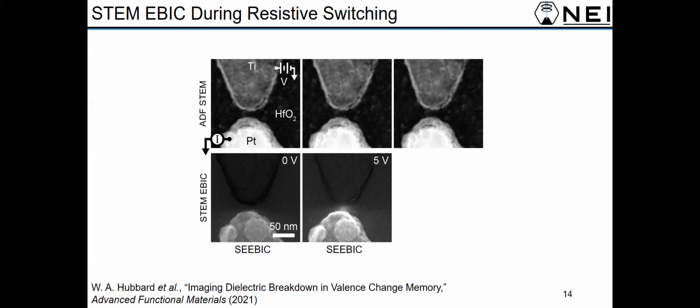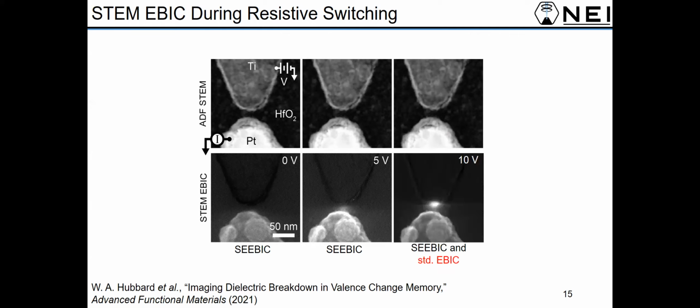Up to this point, all the contrast we're seeing is caused by SEEBIC, but as we increase the bias further, this conducting region approaches very close to the biased titanium electrode, and we get a very large electric field. And this is indicated by this bright patch of standard EBIC right here. This is all contrast that provides a very rich detail about what's going on in these devices on the nanoscale. And there really is just absolutely no other way to obtain this type of contrast with normal STEM imaging.